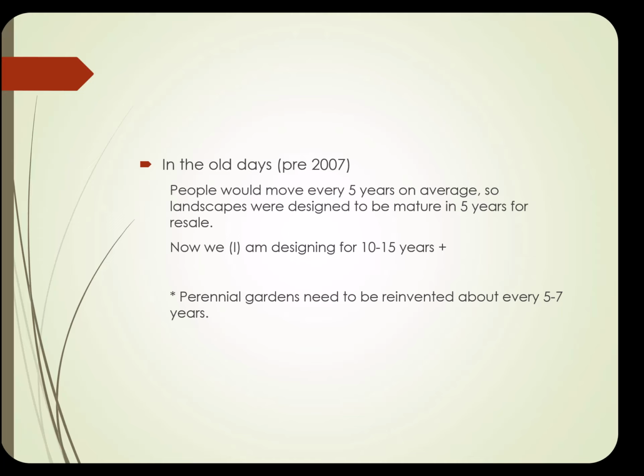It's important to note that perennial gardens will typically only last about 5 to 7 years at the most. So we're talking more shrubs, trees, the shape of the lawn, things like that when we're designing.